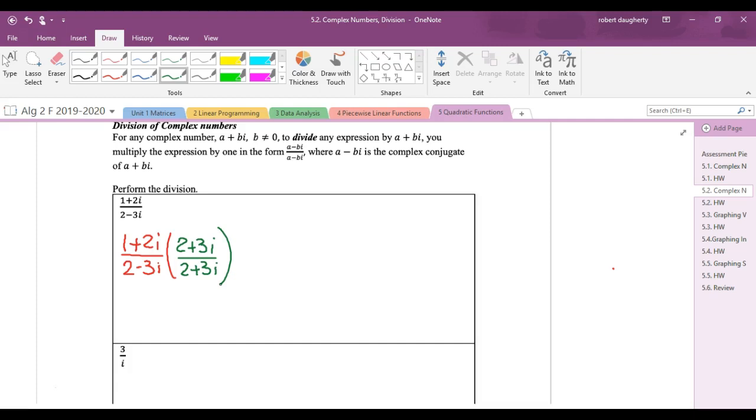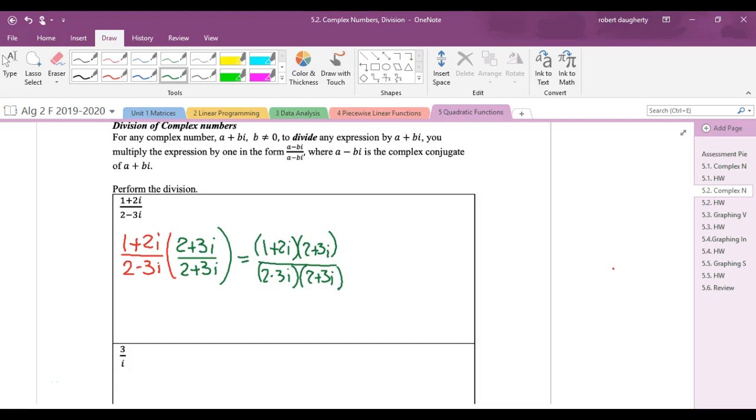The reason I do that is because we just showed if I take a number and multiply by its complex conjugate, I get what kind of number? A real number. So this is going to make the denominator a real number. So all I need to do now is just do these two multiplications. I've got 1 plus 2i times 2 plus 3i on the top, and I've got 2 minus 3i times 2 plus 3i on the bottom. So division turns into two multiplication problems.